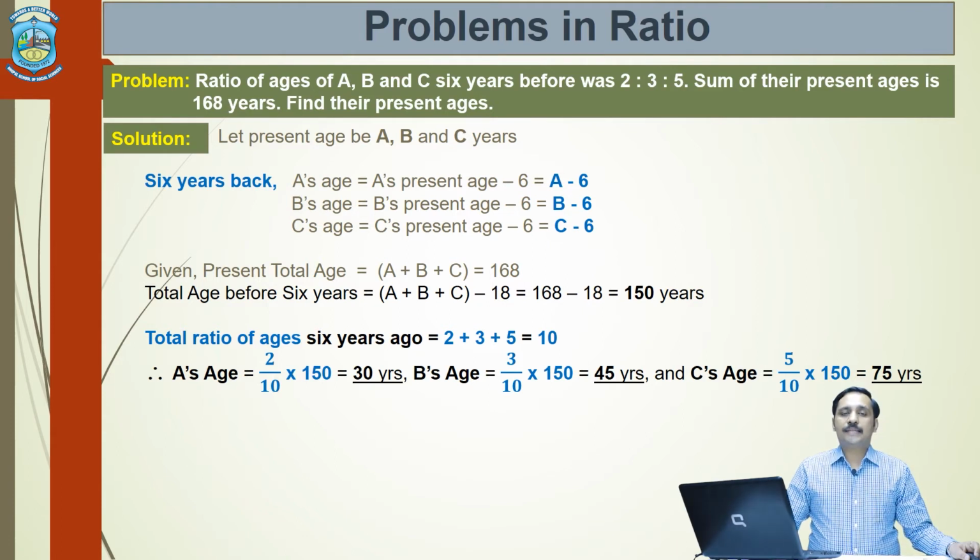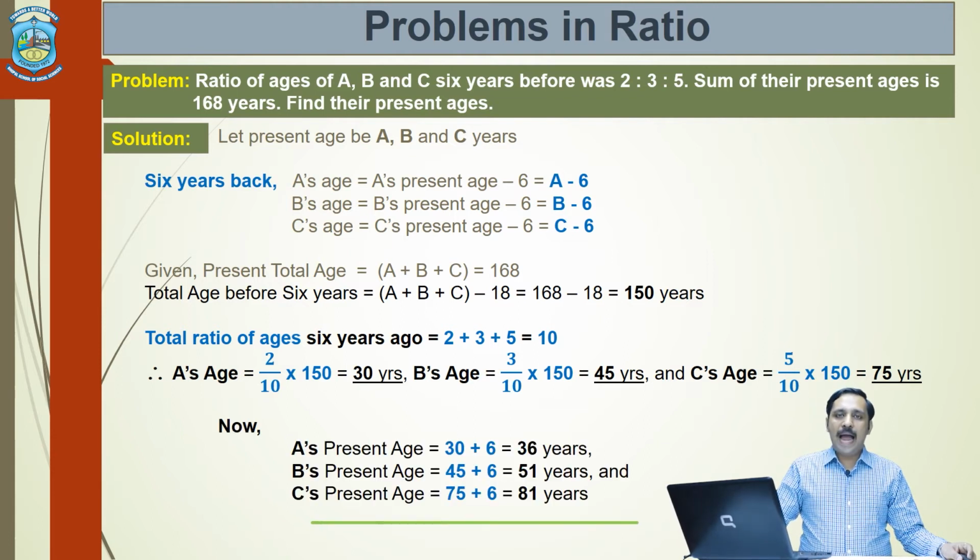Now in the question it is asked what the present age is. The ages which we have calculated are from 6 years ago. Now for the present age we have to add 6 to all the ages. That means A's present age is equal to 30 plus 6, that is 36 years. B's age is 45 plus 6, that is 51 years, and C's present age is equal to 75 plus 6, that is 81 years.